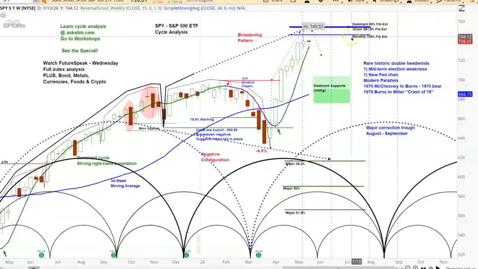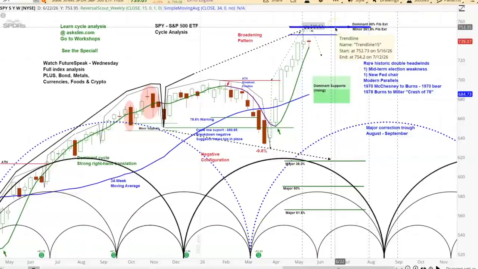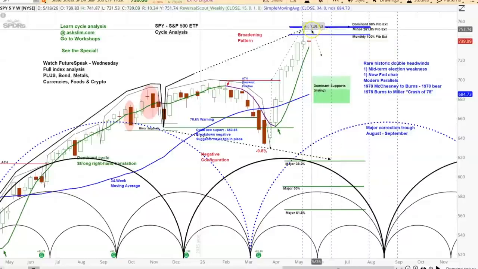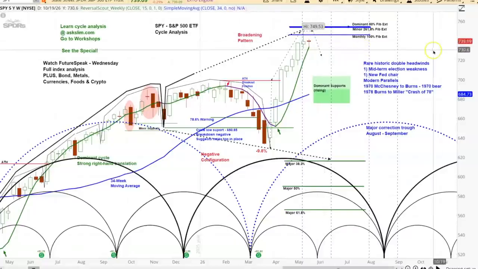And now into these areas of this 100% monthly fib extension and some other fib extensions right over here. So that's a 754 up here, somewhere around there, which is a possibility. This monthly right over there is at around 747, where it got just slightly through but has been pulling back.